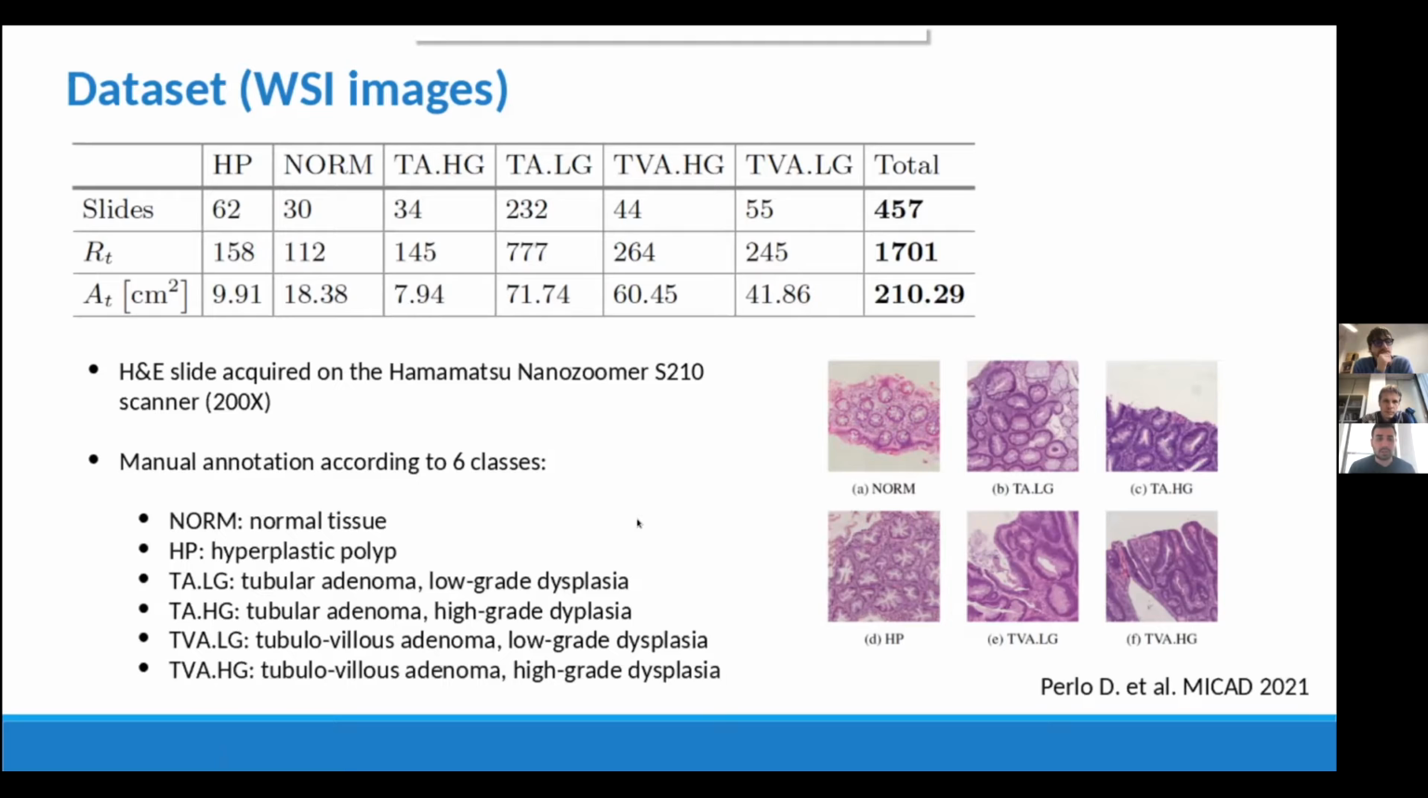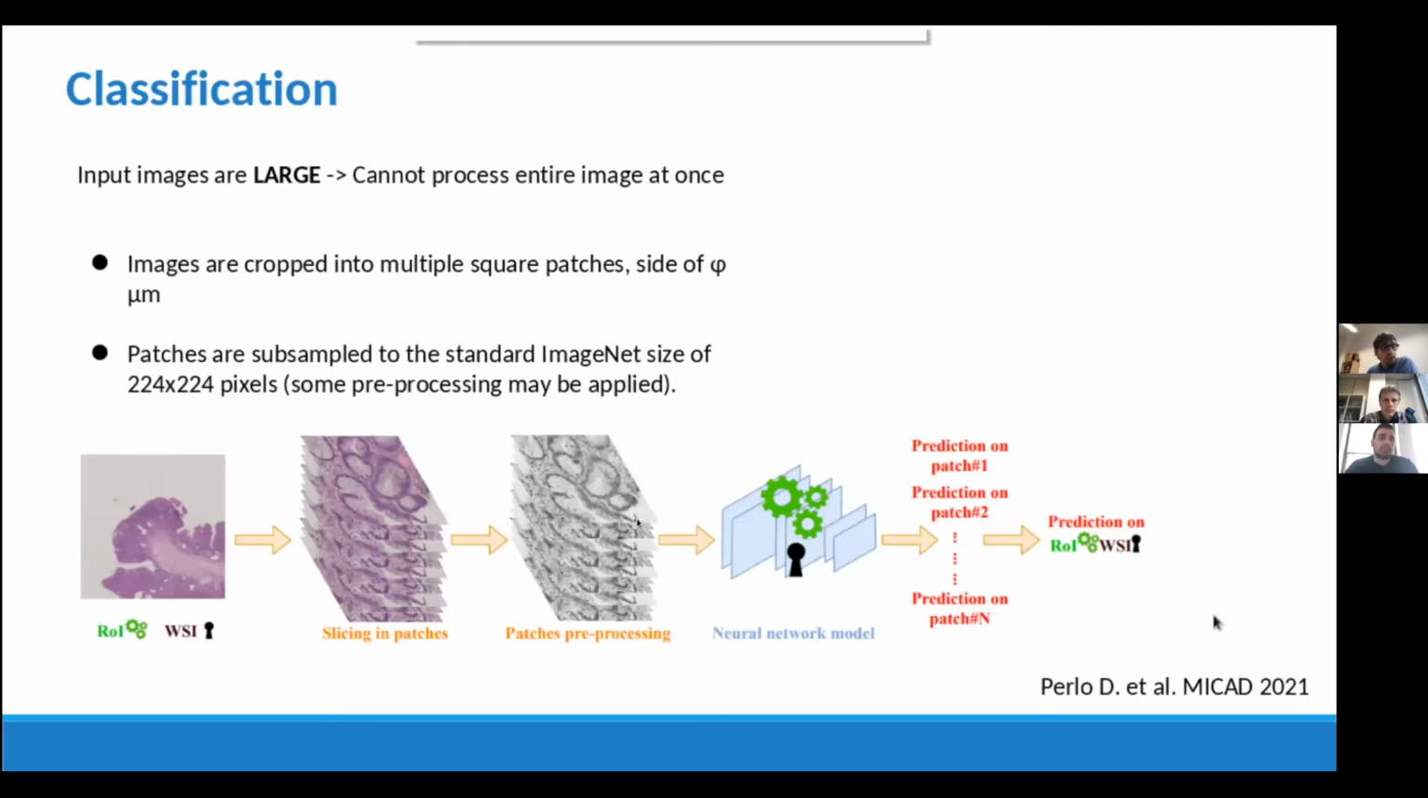So the dataset we collected has been categorized in 6 different classes, which are among the ones that Luca has showed you earlier, which are normal tissue, hyperplastic polyp for the serrated classes, and then we have tubular and tubulovillous polyps. And then we also have the annotation about the dysplasia grade, which is low grade or high grade, and this is for tubular or tubulovillous. And so what we try to do at first is obviously we try to perform, let's say, a baseline benchmark for this task.